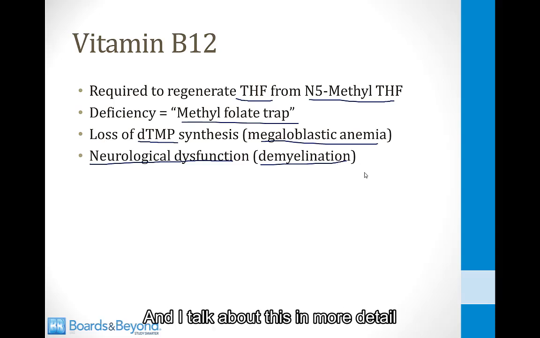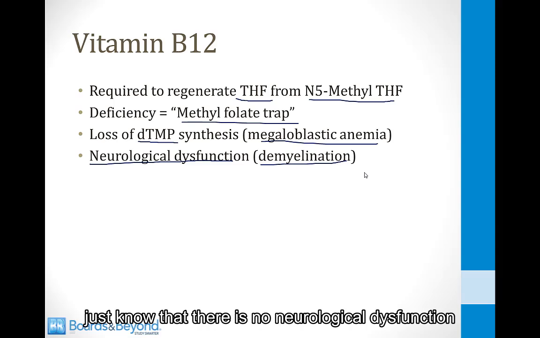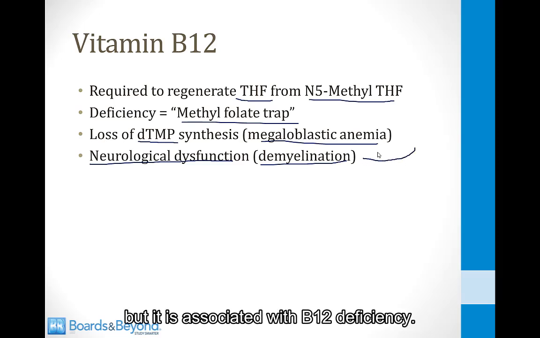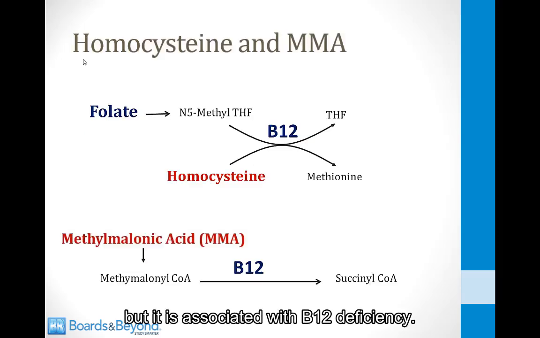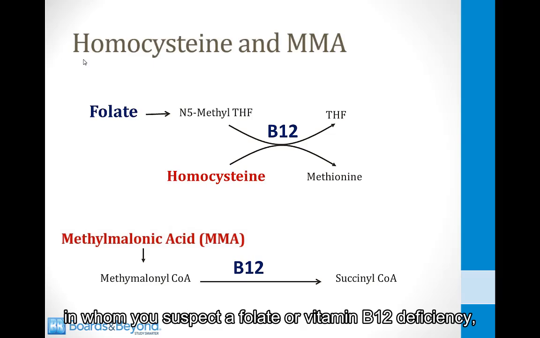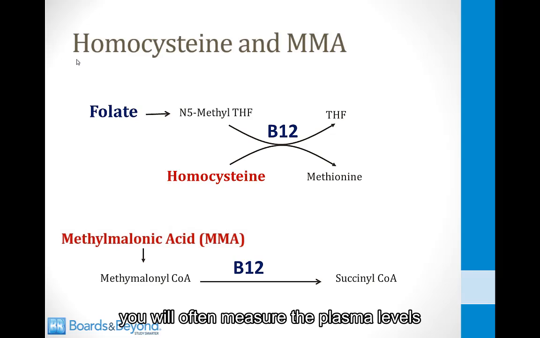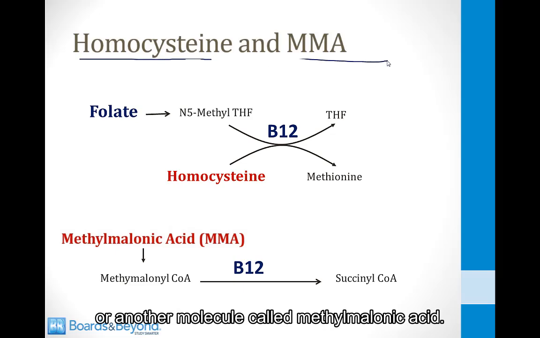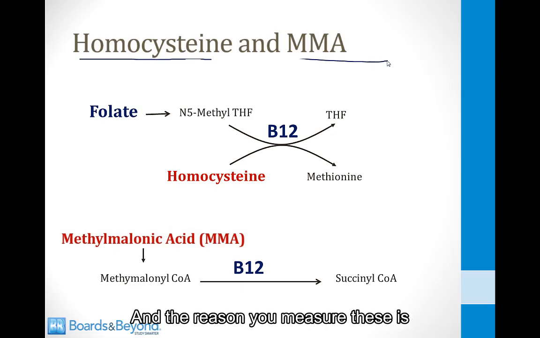I talk about this in more detail in the neurology modules, but for our purposes here, just know that there is no neurological dysfunction associated with folate deficiency, but it is associated with B12 deficiency. When you have a patient in whom you suspect a folate or vitamin B12 deficiency, you will often measure the plasma levels of the amino acid homocysteine or another molecule called methylmalonic acid. The reason you measure these is because you can use them to diagnose a folate versus a B12 deficiency.